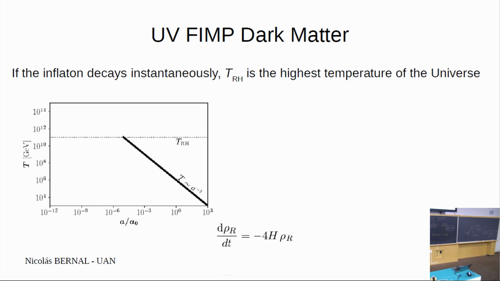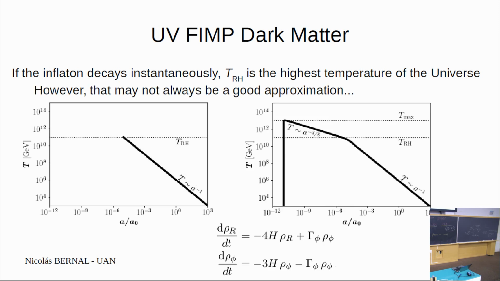So, now one point about the inflaton. Typically we assume that the inflaton decays instantaneously at T reheating, and T reheating is the highest temperature of the universe. In that plot, I'm showing the temperature as a function of the scale factor. The idea is that at T reheating, the inflaton decays, creating the standard model bath, and this temperature will scale like 1 over the scale factor.